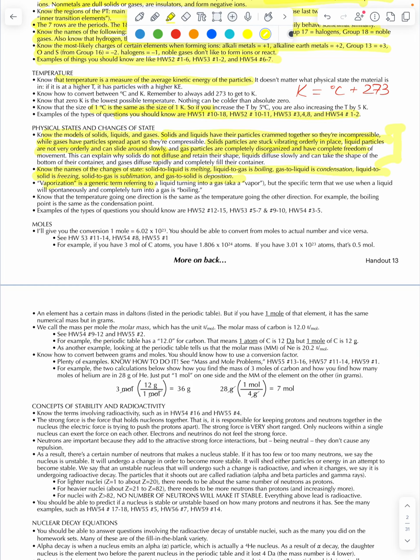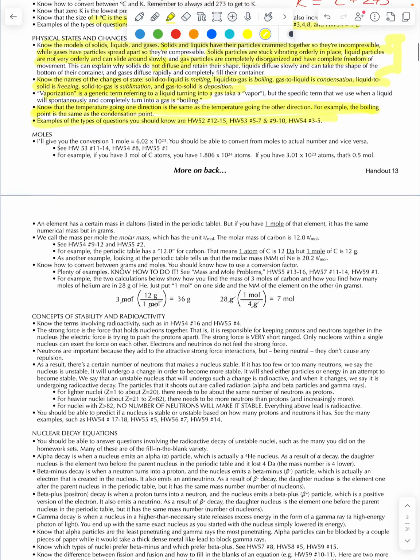Probably not a big deal, but vaporization just means a liquid turning into a gas. So sometimes I accept that instead of boiling. I'm probably not going to ask you that, but the idea is that the boiling point of a substance is the same as its condensation point. The melting point is the same as its freezing point. And again, we'll get to some sample questions below.